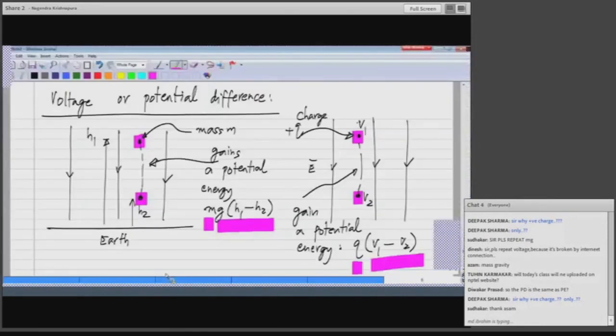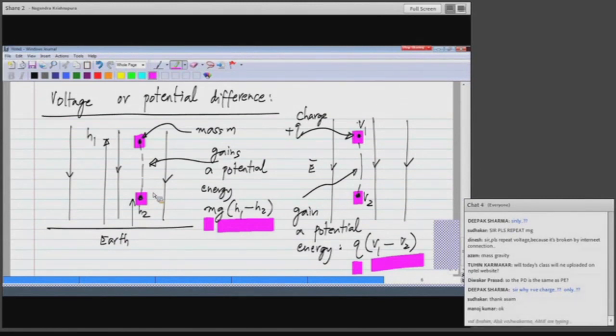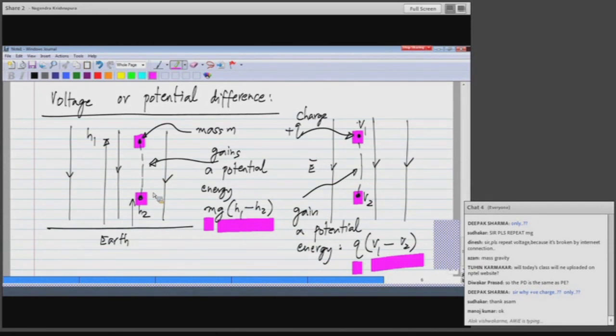Analogously, in an electric field, here I have shown on the right side, electric field pointing downwards. If you place a charge Q somewhere, it will fall. That is, it will move in the direction of the electric field. And let's say it falls from one point where I have marked a potential of V1 to another point where I have marked a potential of V2. It gains a potential energy, which is Q times V1 minus V2. So the amount of potential energy gained is proportional to the charge, and it is charge times the potential difference. Just like the amount of gravitational potential energy gained is mass times some difference, and it's the difference between some quantity at the initial point and some quantity at the final point.